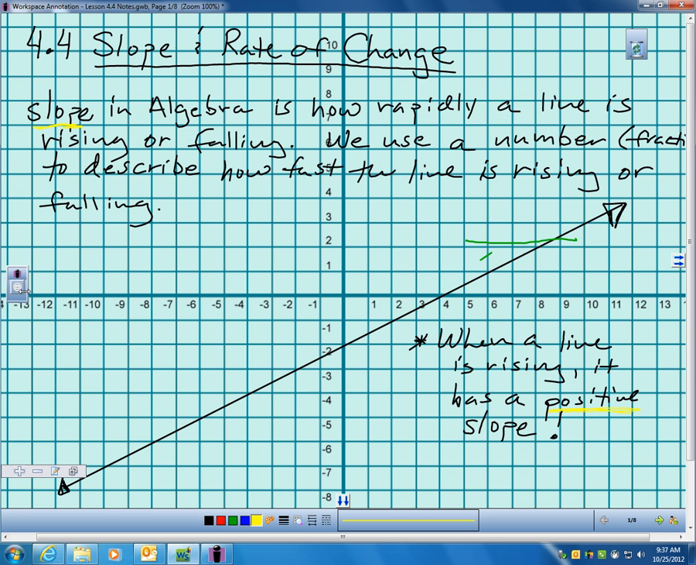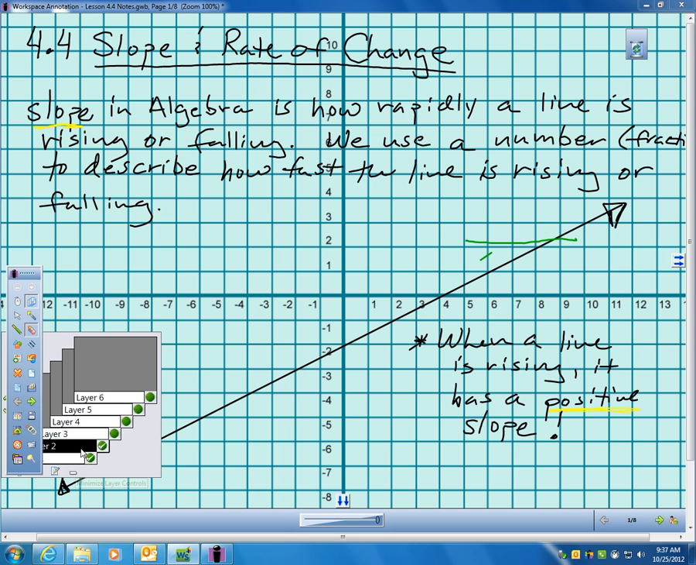And for whatever reason, my pen stopped working for a minute. Hold on a second. There we go. Had my pen freeze on me. Actually, I should erase. I didn't want to do that. I wanted to erase this little green mark. I'm not sure why it's there.